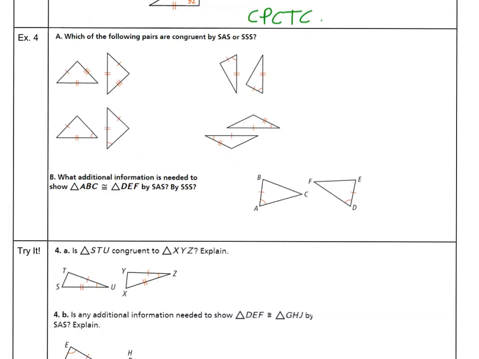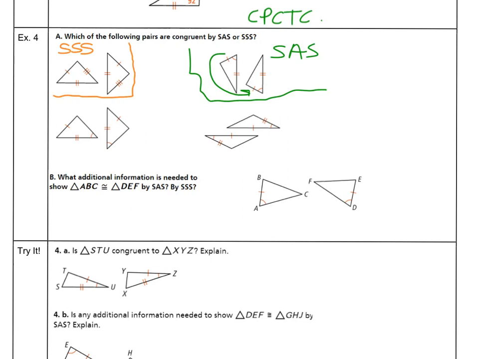Which of the following pairs are congruent by SAS or SSS? In this first picture, the two triangles are congruent because of SSS. In that second picture on the right, if you look at their location, you'd have to flip this kind of triangle down here to the bottom, but these two would be congruent because of SAS.